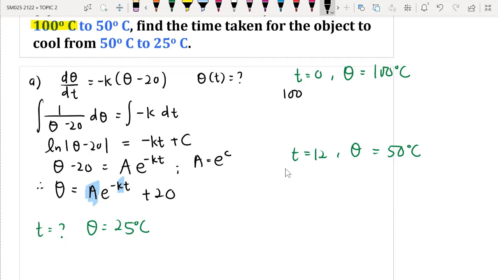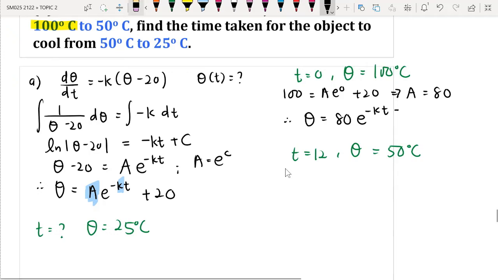We now have 100 equals A e to the power of 0 plus 20. In this case, our A would be 80. So I substitute it back. Our equation now will be theta is 80 e to the power of negative kt plus 20. Alright, so settle with A.